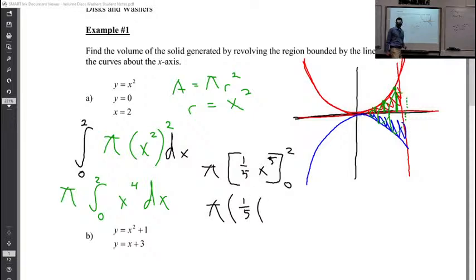This is one of the few that I'll actually work out kind of more slowly by hand. I don't want to spend too much time on calculating integrals. I want to spend most of the time on the setup. But in case you forgot how to take an integral somehow, plug in 2 minus plug in 0. 2 to the 5th times 1/5, minus 1/5 times 0 to the 5th.